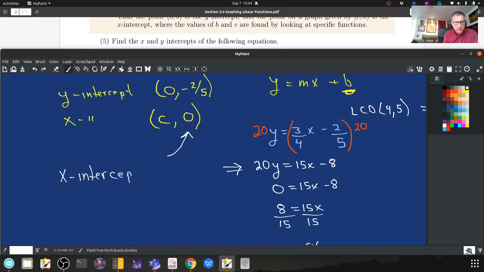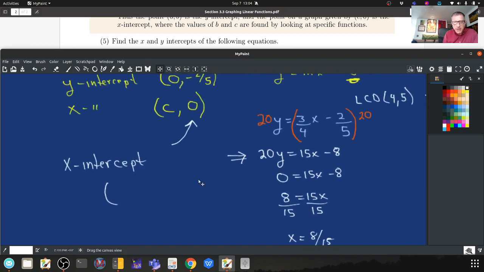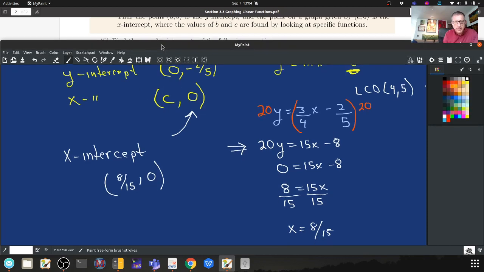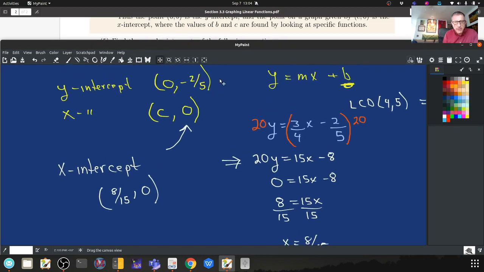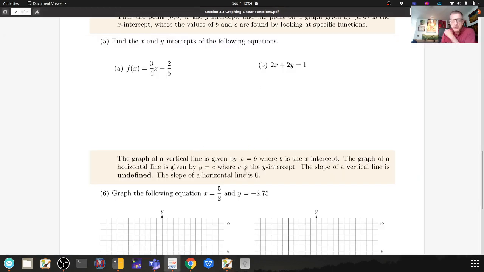Intercept is going to be equal to, we found out the value of c. The value of c is 8/15. That doesn't reduce. 0. So this is the y-intercept here. This is the x-intercept. Okay, so let's do one more of those.